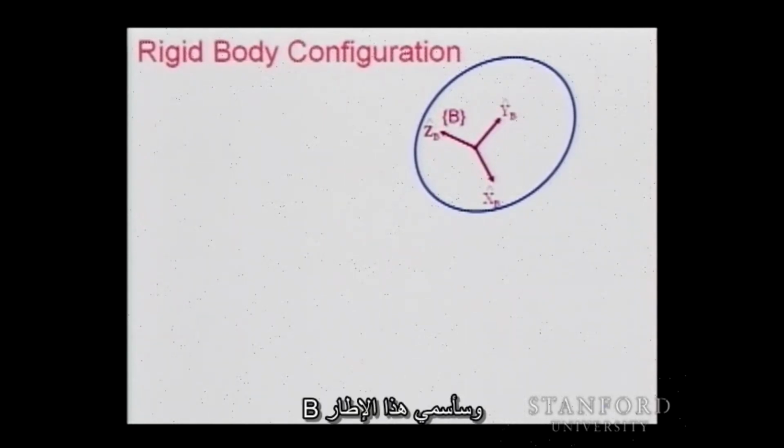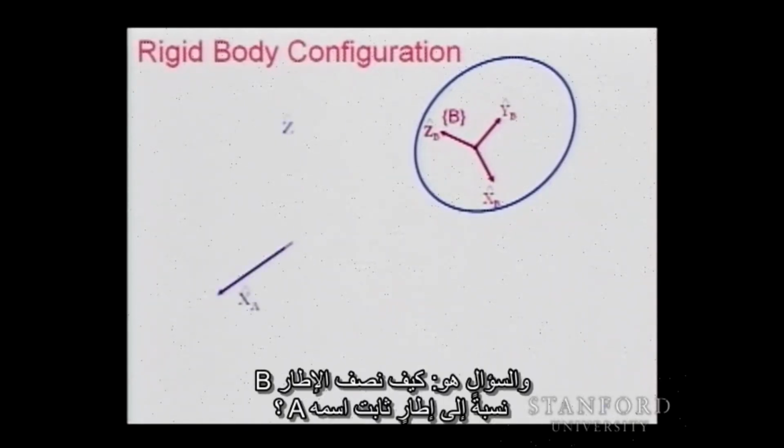So if we take this rigid body, take a fixed point, and attach to it a frame, I'm calling this frame B. The coordinates are going to be described with respect to those axes. We denote them xb, yb, and zb, and the frame itself is B. And the question is how we describe the frame B with respect to a fixed frame A.